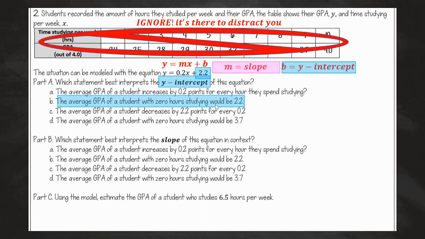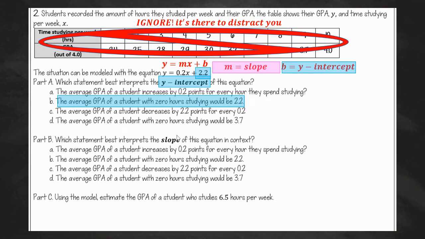If you look at C, that also mentions 2.2. C says the average GPA of a student decreases by 2.2. Well, if you look at this equation, nothing is decreasing. We have a positive slope and a positive y-intercept, so we shouldn't have any values decreasing. And option D just isn't logical, because if we have 0 hours, where did we get the 3.7?